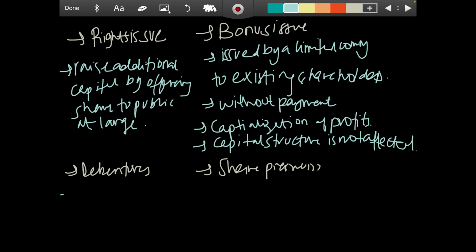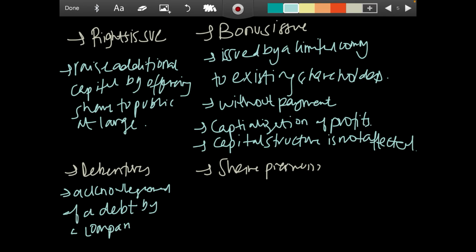Debenture is basically acknowledgement of a debt by a company and it bears a fixed rate of interest which is repayable on the specified date.